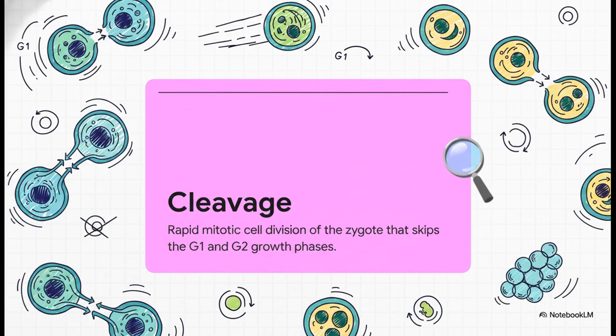The very first major biological process at play here is called cleavage. Now, you probably know cleavage is a specific type of rapid mitotic cell division. The cells are multiplying super quickly, but here's the catch. They actually skip the G1 and G2 growth phases that you'd normally see during standard cell division.